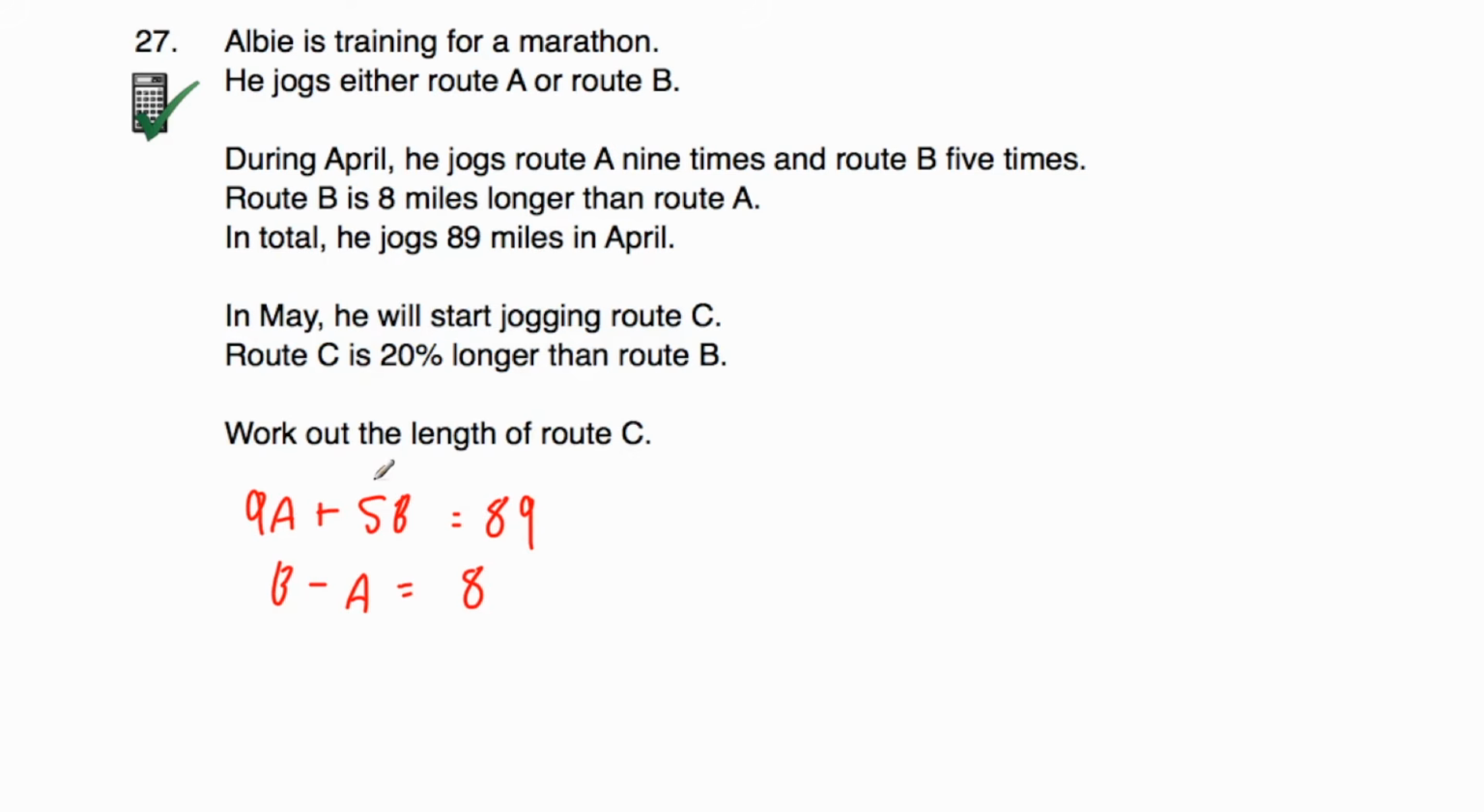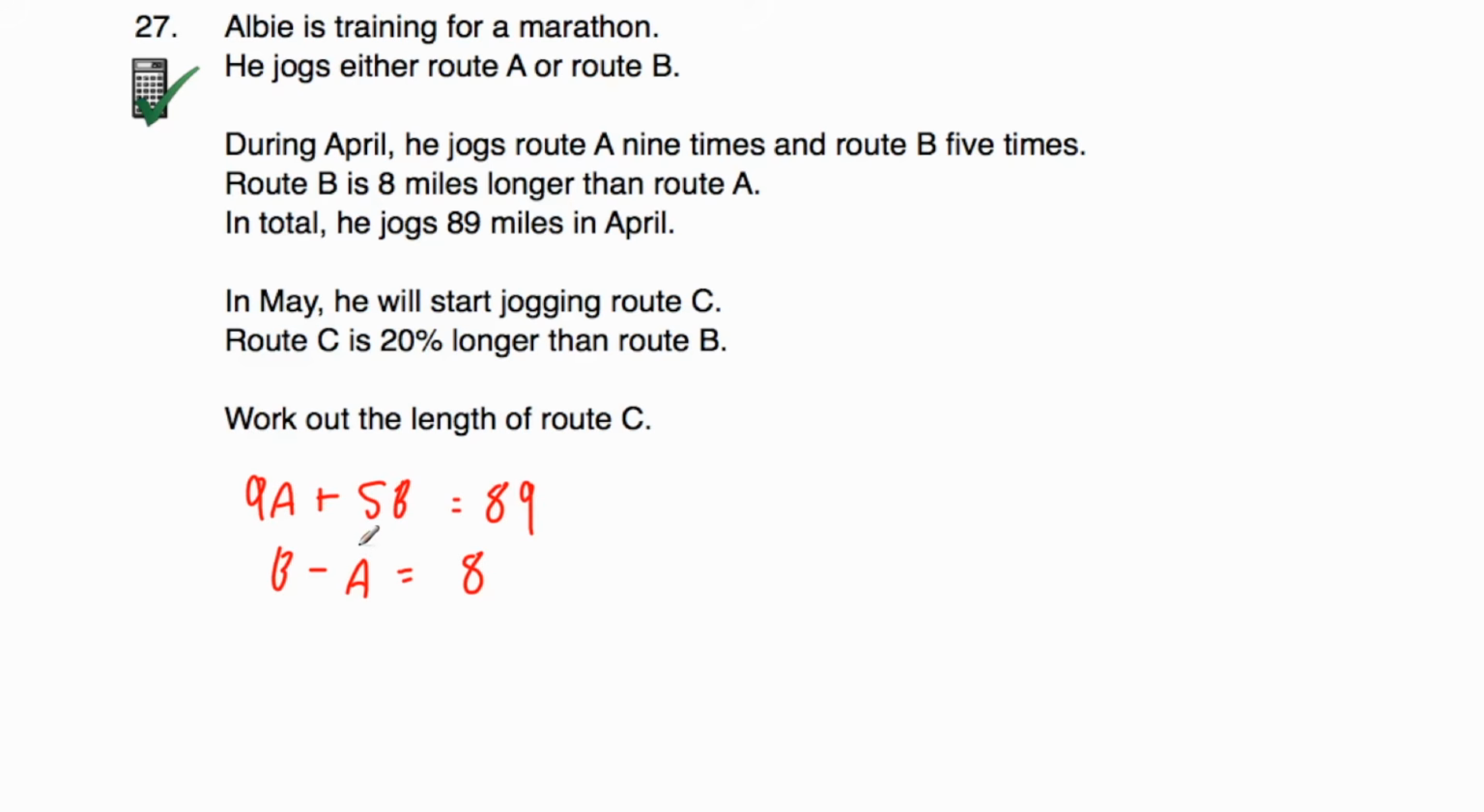So we've got two equations. We know that 9a plus 5b is equal to 89, and b subtract a is equal to 8 miles. Now if we solve these simultaneous equations, we'll find a and b. And then we're told that root c is 20% longer than b. So once we know b, we can increase it by 20%, and then that will be the length of root c. So we need to solve these simultaneous equations.